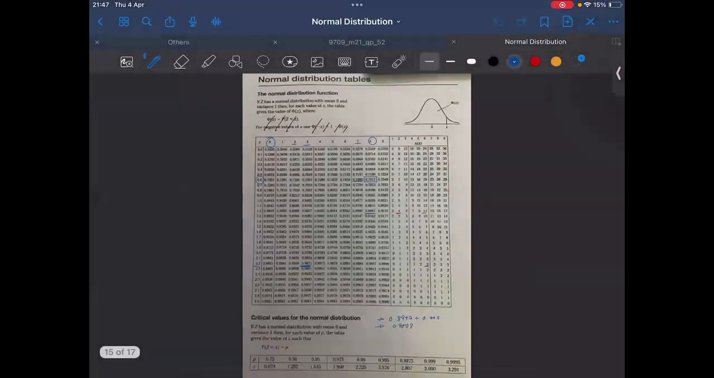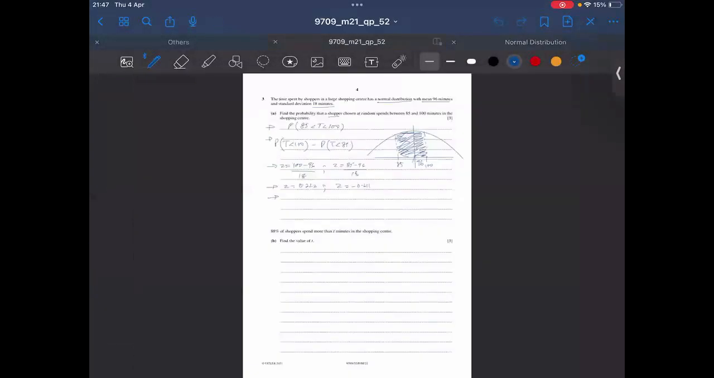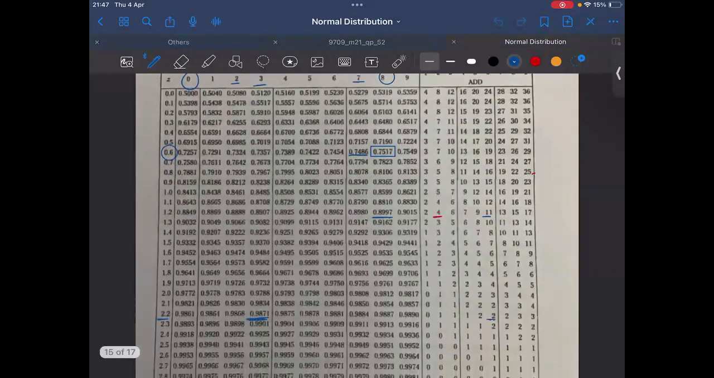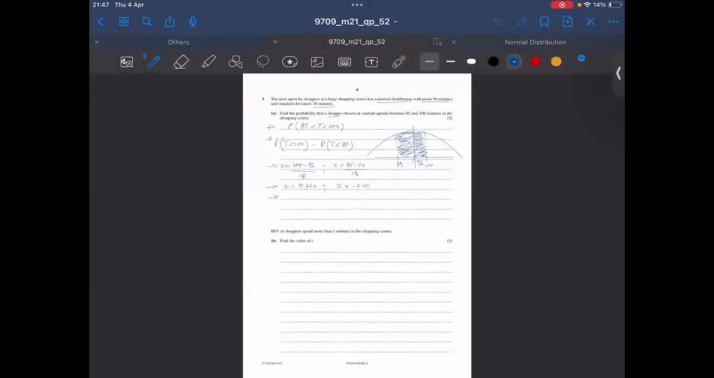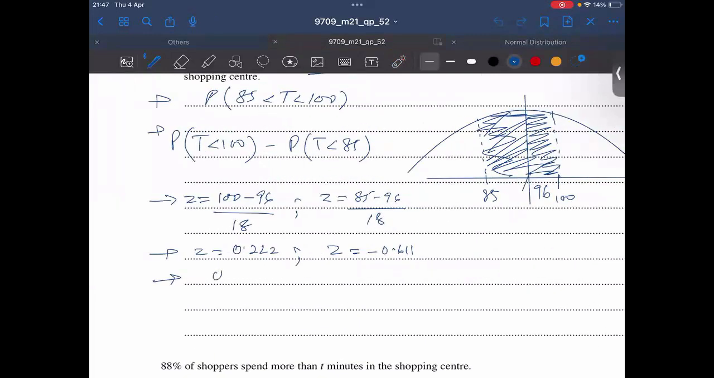Yeah. Okay. Have a look at this. So what are the values we are getting? 0.222. So 0.5871 plus 0.0080 is going to be 0.5879. So the probability is going to be 0.5879.